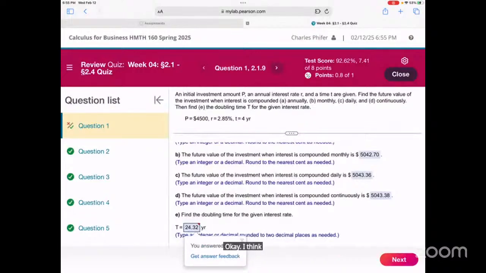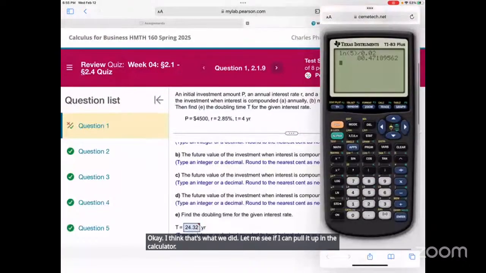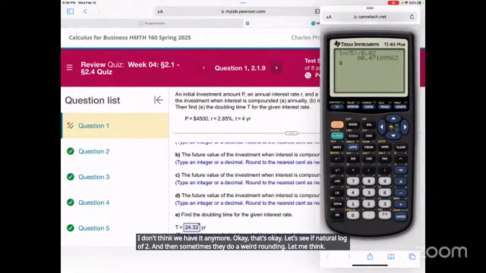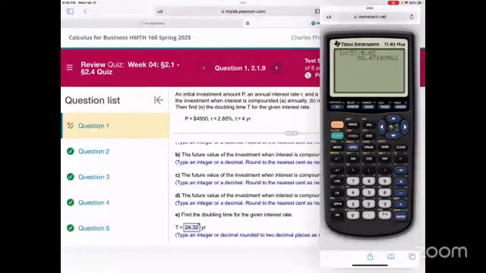Let me see if I can pull it up in the calculator, because maybe we typed something in wrong again. Moving kind of quick. Oh, you're not going to let me? Oh, no. I don't think we have it anymore. Okay, that's okay. Let's see if natural log of 2, and then sometimes they do weird rounding. Natural log of 2 divided by R. 2 decimal places. Let's see. Natural log of 2 divided by our R is 0.0285.